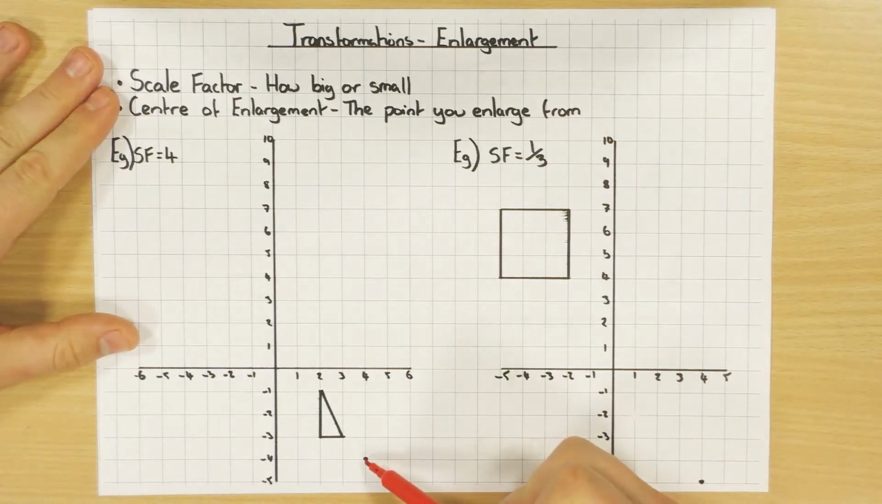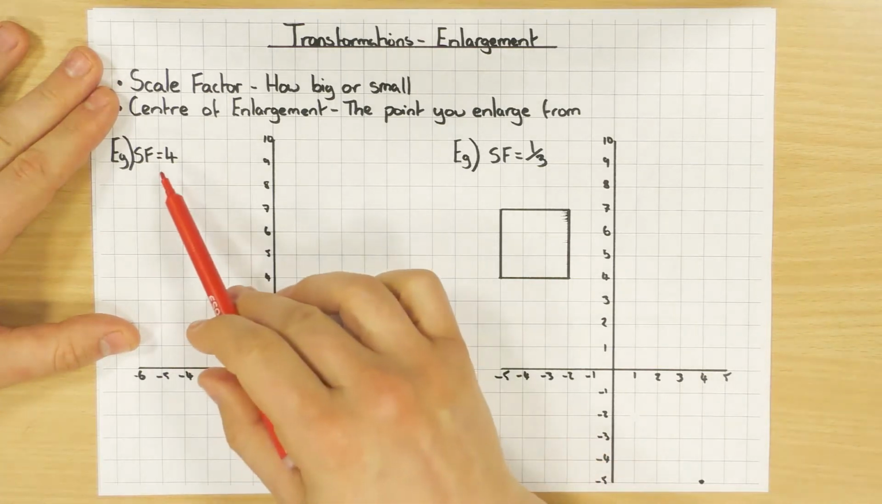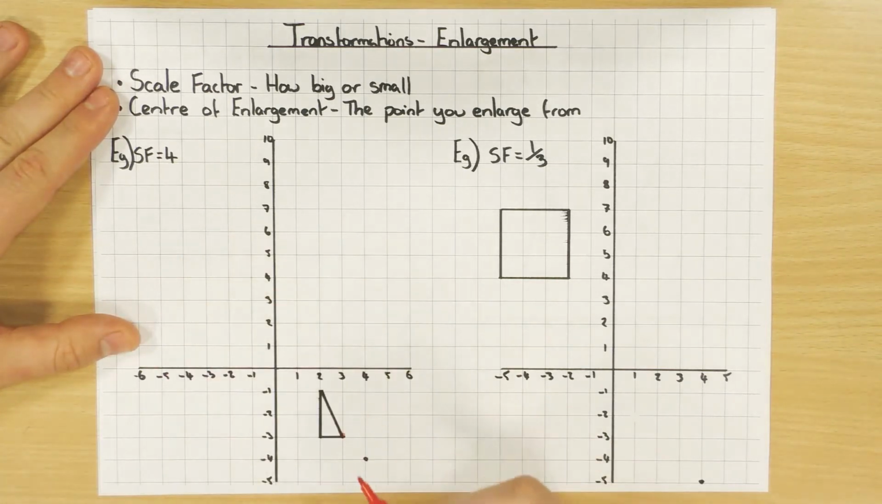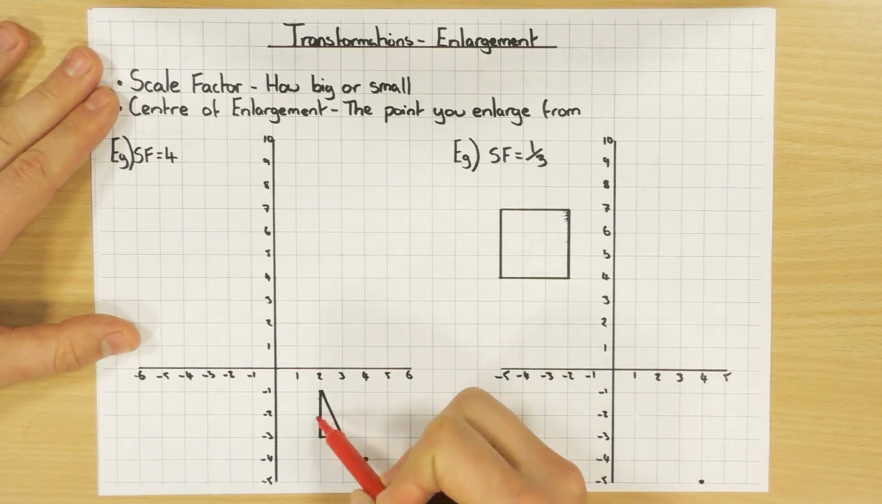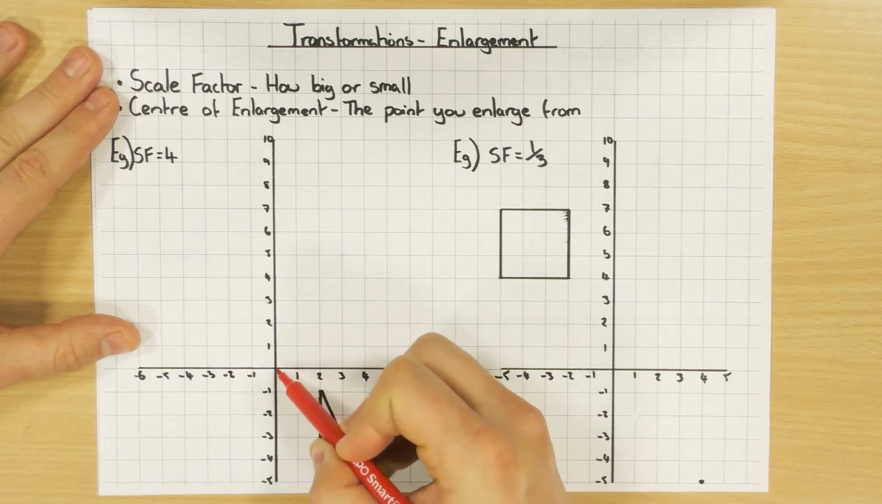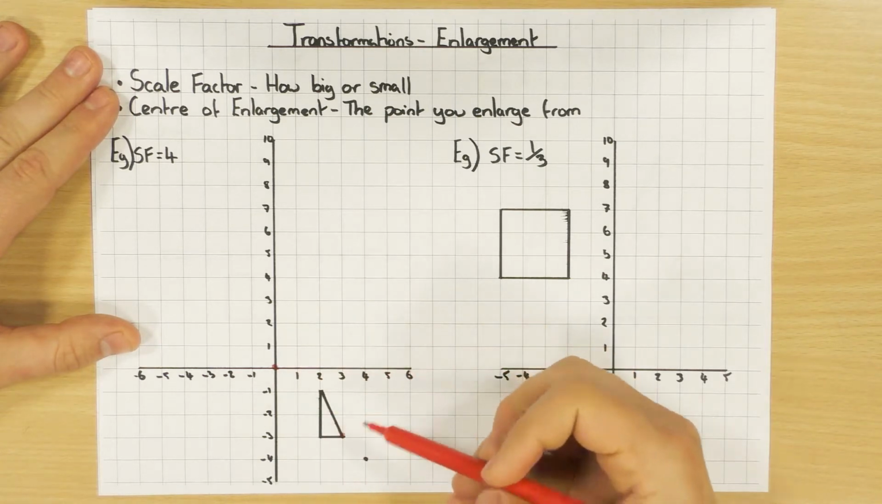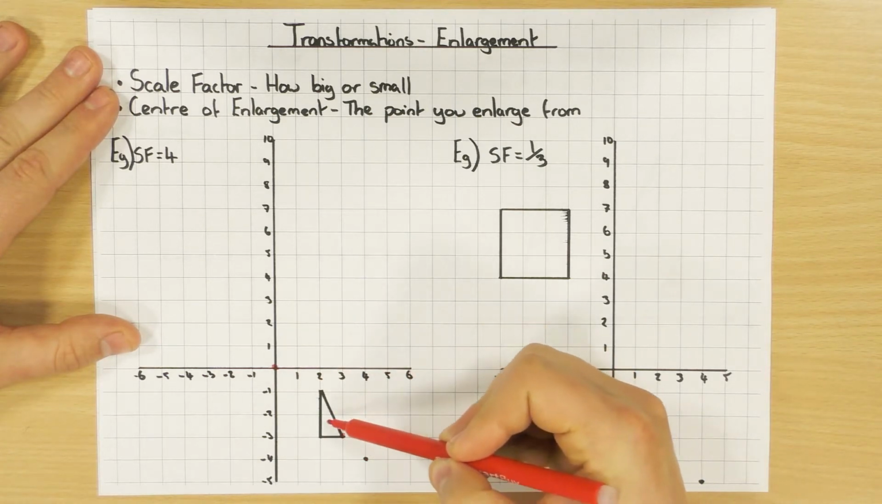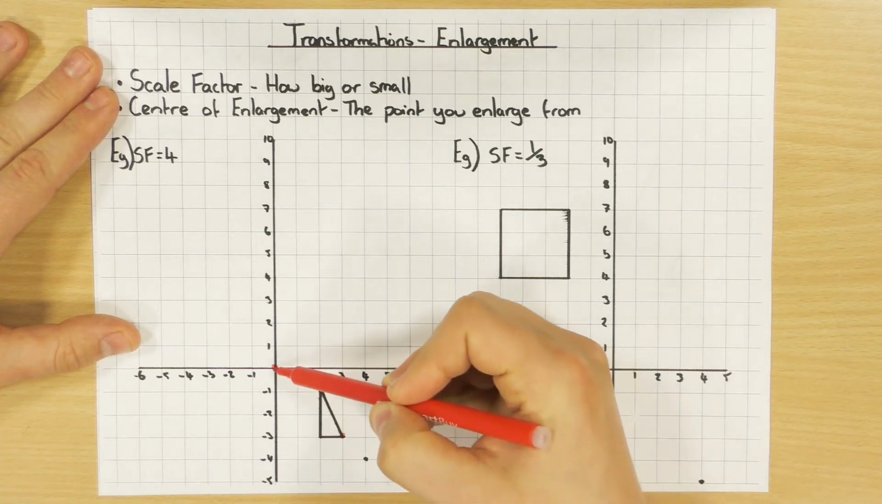Well, we always start from the center of enlargement, and let's say I'm going to start with that corner there. So I say to myself, how do I go from this point to this point? Well, I go up 1 and across 1. Now because it's a scale factor of 4, I'm going to do that movement 4 times. So up 1, across 1, up 1, across 1, up 1, across 1, up 1, across 1. So it goes there. So I've done it 4 times. Once, twice, 3 times, 4 times.